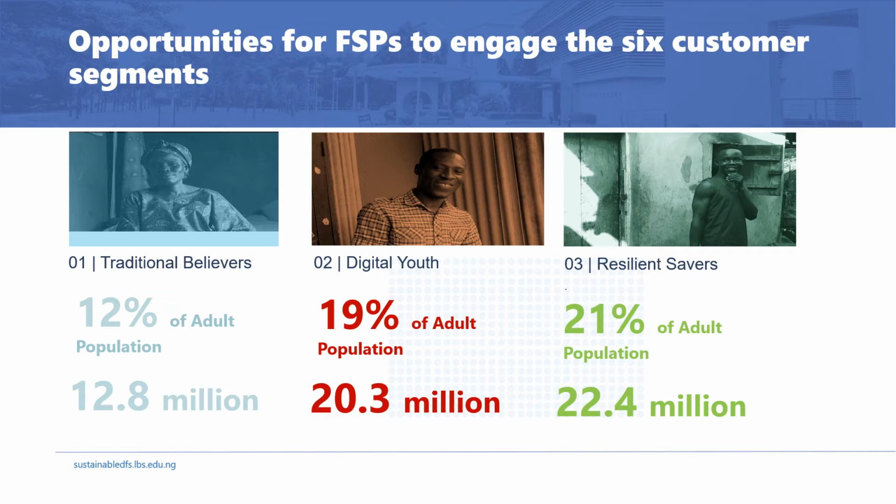The result of the segmentation is 6 segments with different characteristics that create opportunities for FSP engagement. Traditional believers are rural, religious married women, and the poorest segment, having significant stress with expenses and frequent emergencies. Digital youths are mostly young, mid to high income, highly educated, and the wealthiest segment, but experience the highest income volatility. Resilient savers are middle income, religious married men, and are the most active savers and the financially healthiest of the rural segments.